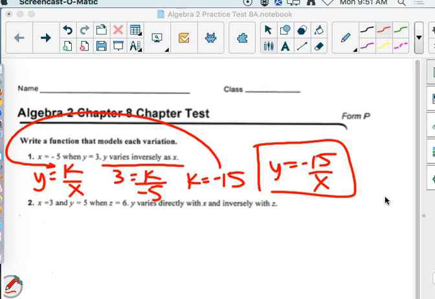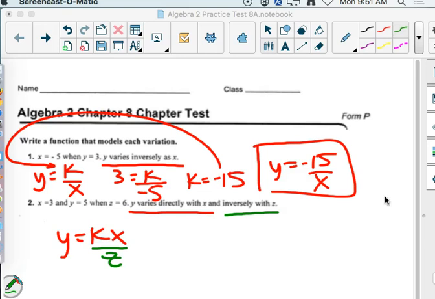Let's look at this one. x equals 3 and y equals 5 when z equals 6. y varies directly with x. So what does that mean? y equals kx, multiplication. And inversely with z. So what do we do with that? Good. Inversely on the bottom. All right. Now what? Plug them in. All right.